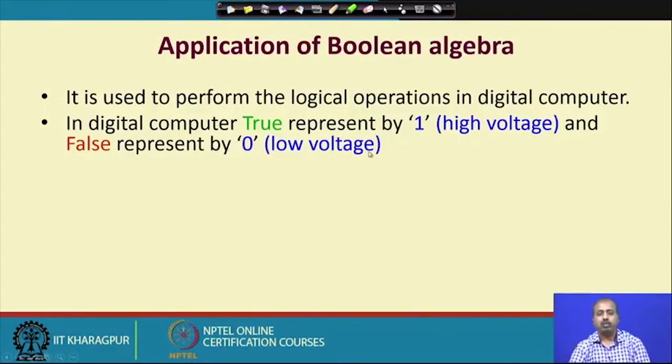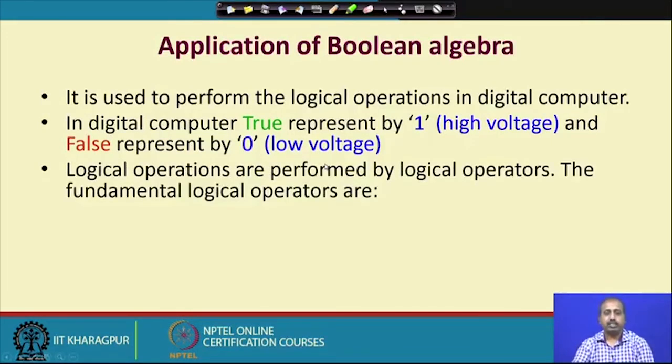Of course, these terms high and low voltage are not very correct, because as we have seen previously, a negative voltage may also be taken as logic high, and a positive voltage may be taken as logic low. But for the sake of understanding, we can say that when it is high voltage, this is 1 and low voltage is 0. So, it is logic high and logic low.